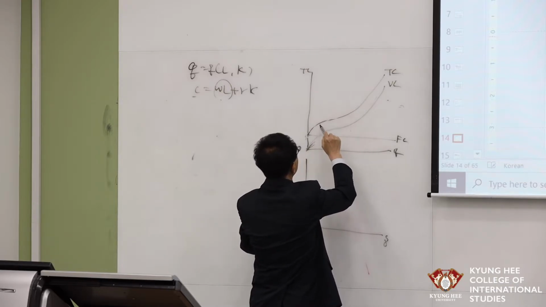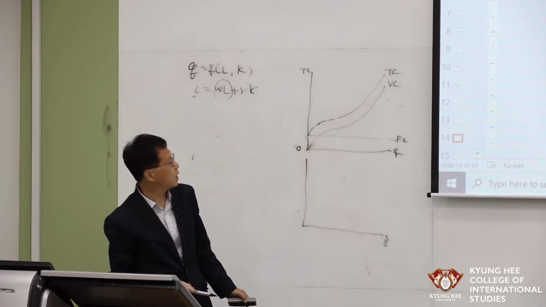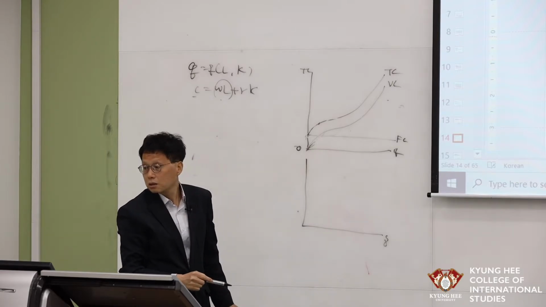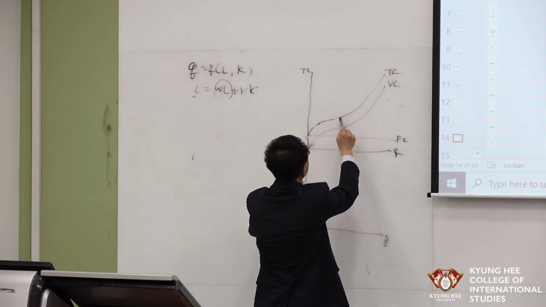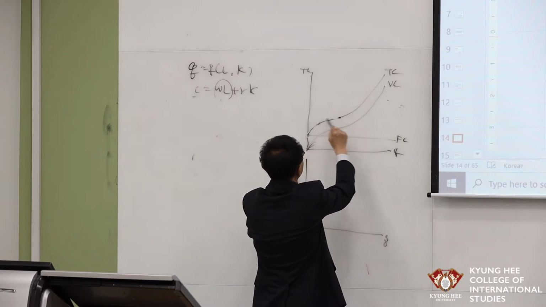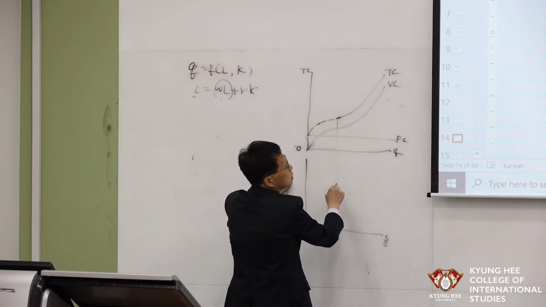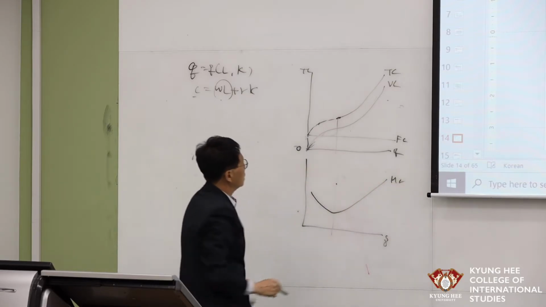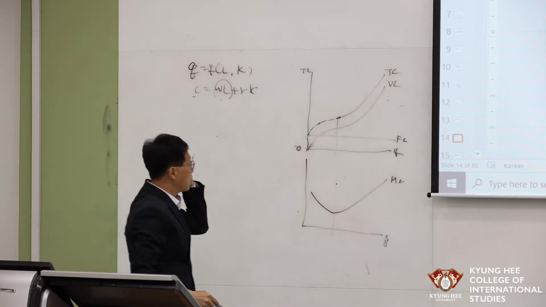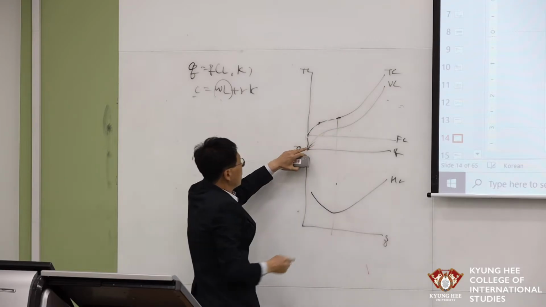Marginal cost is minimized near here, isn't it? The slope decreases, then increases at an increasing rate, is minimized here, and increases again, right? So marginal cost is minimized at this point. Marginal cost is shaped like this, right?